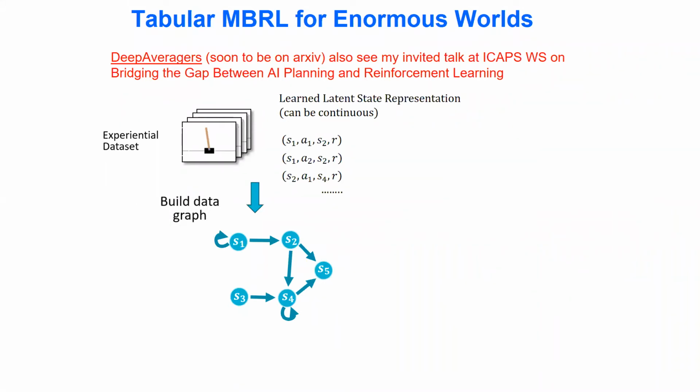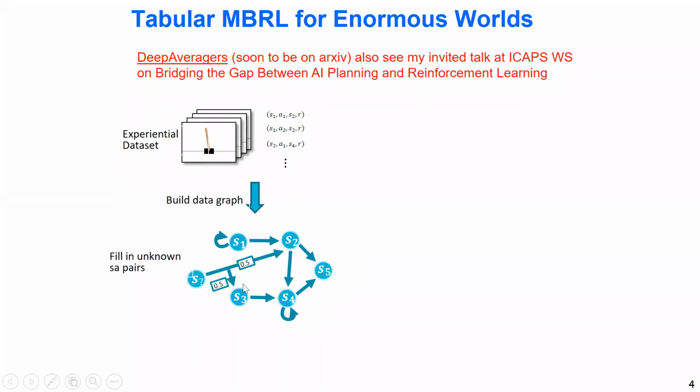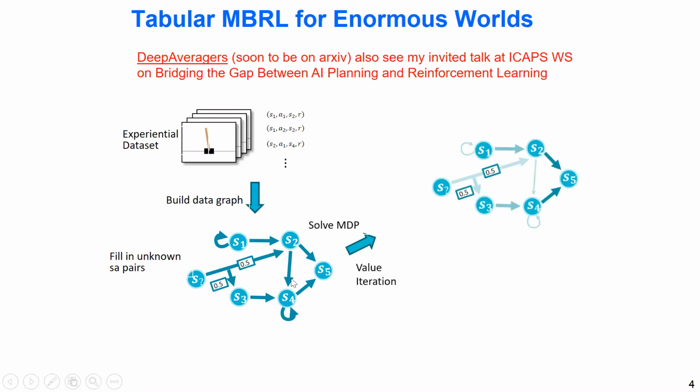We're going to take our experience database. This is just an example of Cartpole. We also work on Atari and other games. And we're going to build a data graph somehow. We also have a particular framework, this deep averages framework, for filling in the unknown parts of this graph. I'm not going to go into the details, but as you get new data, you can fill in a probabilistic transition graph. And now you can solve this thing.